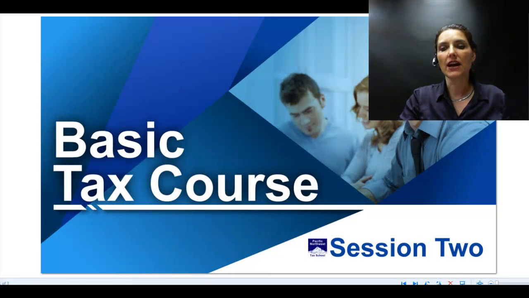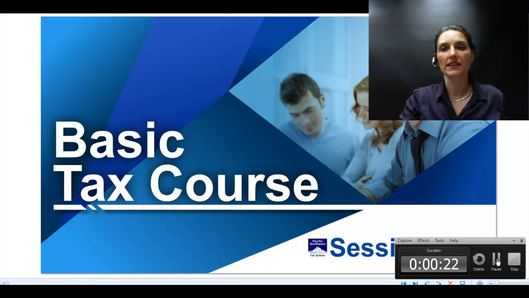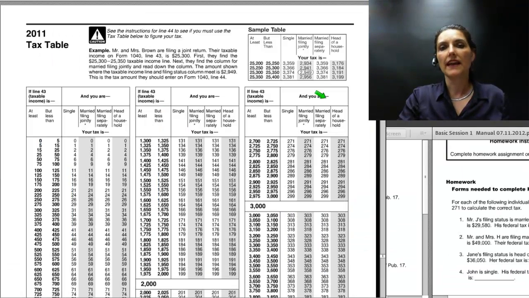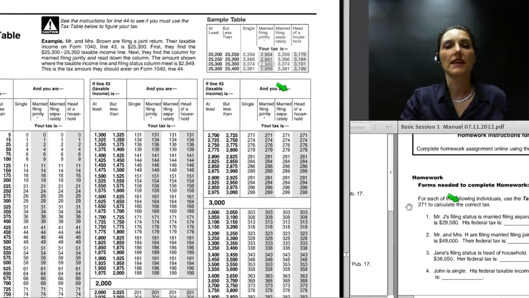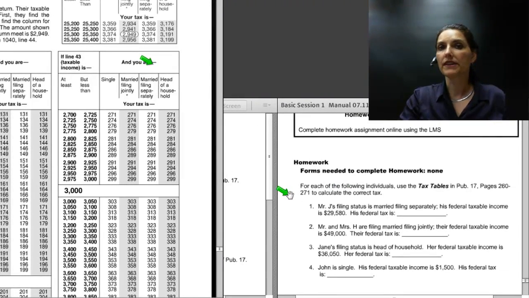To begin, I have the homework assignment for Session 2 up on the screen in front of you. As you recall, we reviewed the first question together at the end of Session 1, and the instructions for the assignment are to use the tax tables located in Pub 17 to figure the tax for each of the following individuals. The first 4 problems require you to use the tax tables, and the second 4 problems require you to use the tax rate schedules. We've already covered number 1 in our last class, so today we'll move on with question number 2.